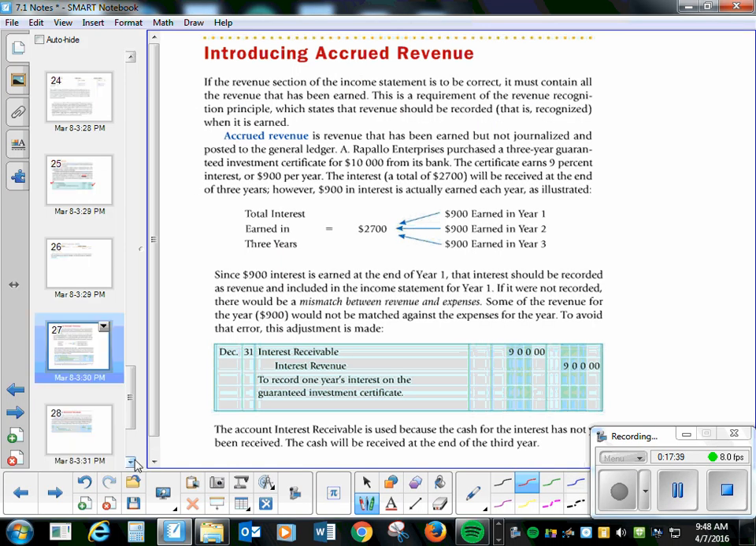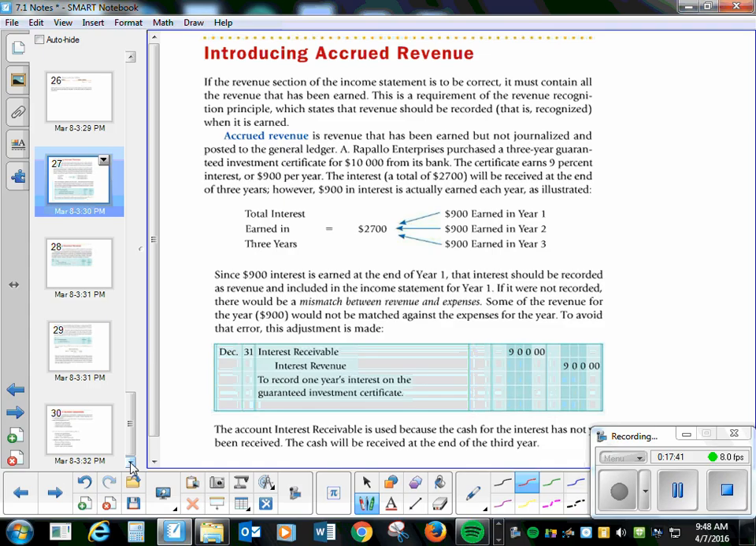We also have accrued revenue. If the revenue section of the income statement is to be correct, it must contain all the revenue that has been earned. This is a requirement of the revenue recognition principle. Accrued revenue is revenue that has been earned but not journalized and posted to the general ledger.